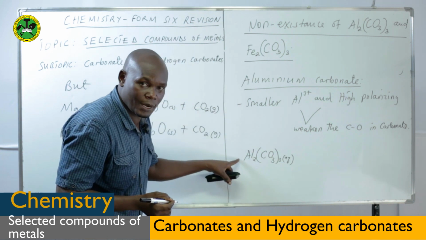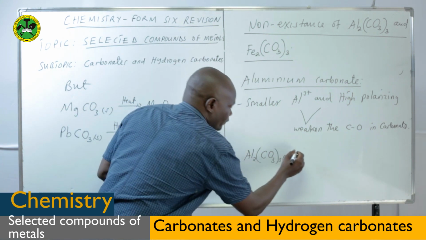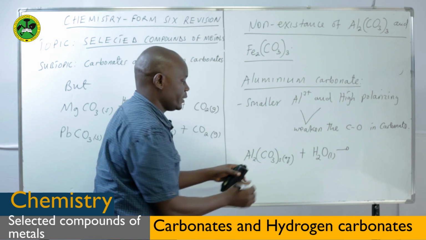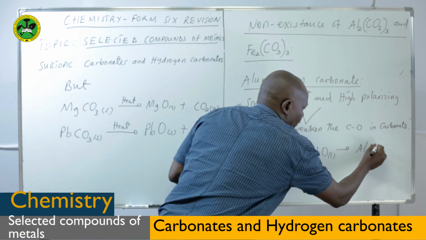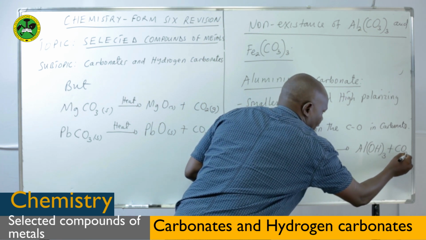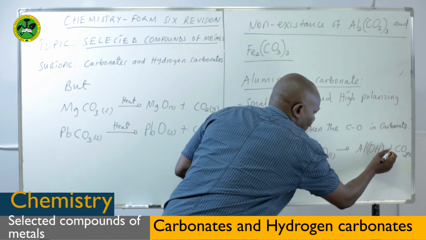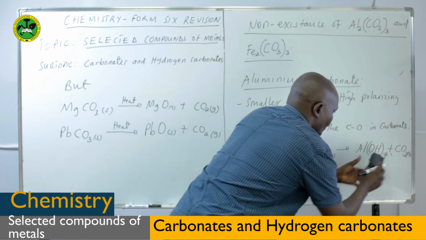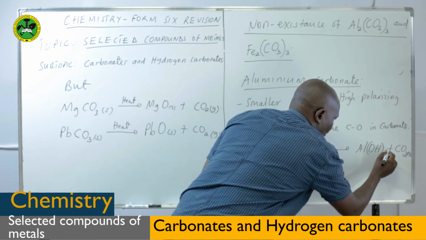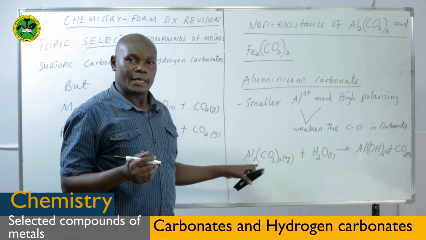Since aluminium has a smaller cationic size and high polarizing power, it captures the vapor in the atmosphere and breaks down to release aluminium hydroxide and carbon dioxide gas. So it's your task now to balance the equation. So that is why the carbonate of aluminium does not exist.